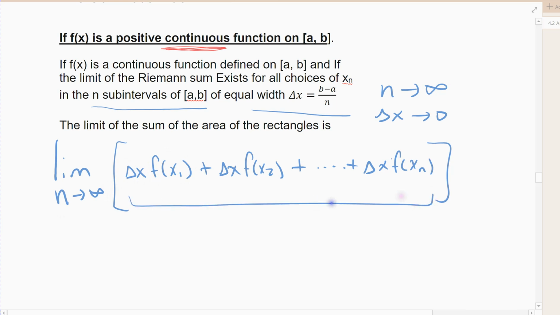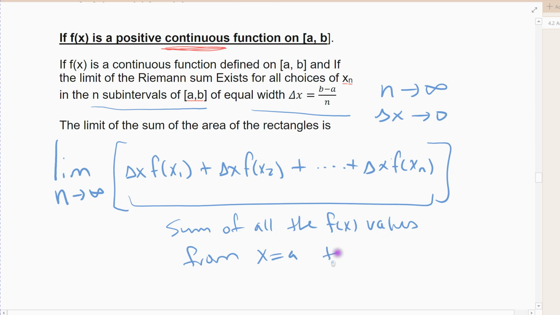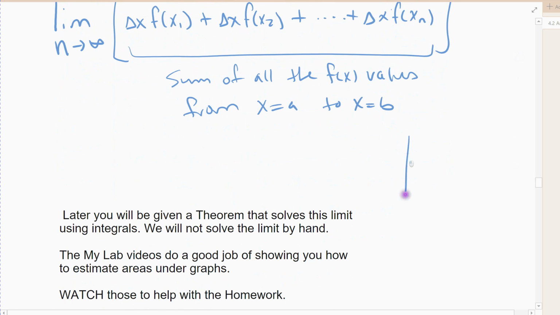And so what this is, this is the accumulation. This is the sum of all the function values from x equals a to x equals b. That's what it's literally for. That's why it's an accumulation function. I'm adding up all of the heights, which are my function values, from my starting point to my stopping point. Right? If I look at the picture, I'm going from a to b.